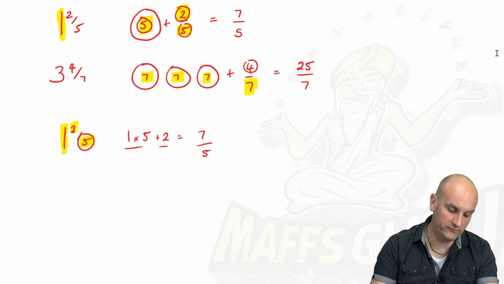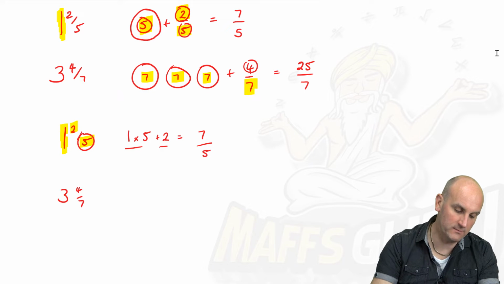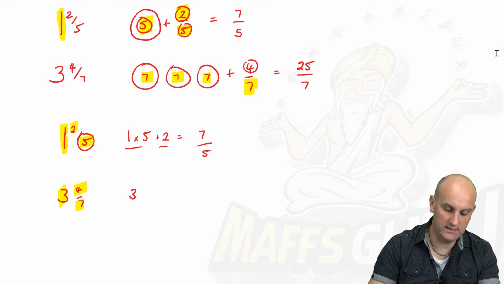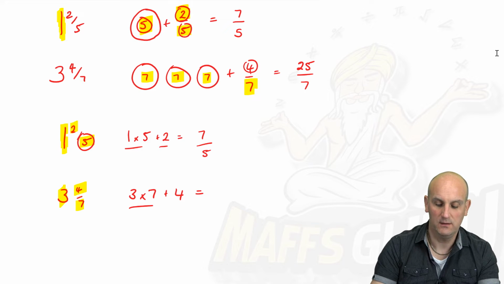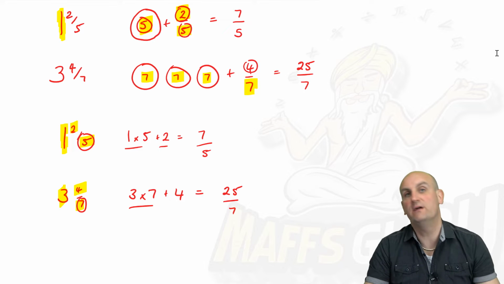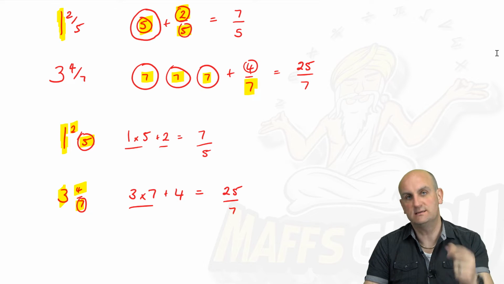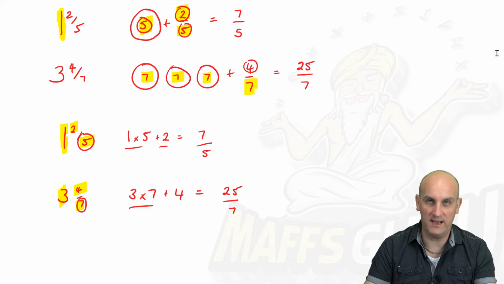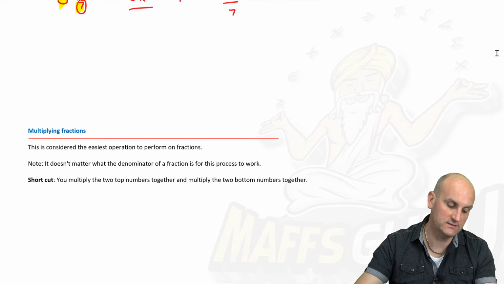Let's do 3 and 4/7. Remember, it is the big number times the denominator, add the numerator. So 3 times 7 plus 4. 3 times 7 is 21, plus 4 is 25, divided by, make sure you always write that 7 there, 25 on 7. This is only going to happen with practice. You have to do a lot of practice of this, guys.